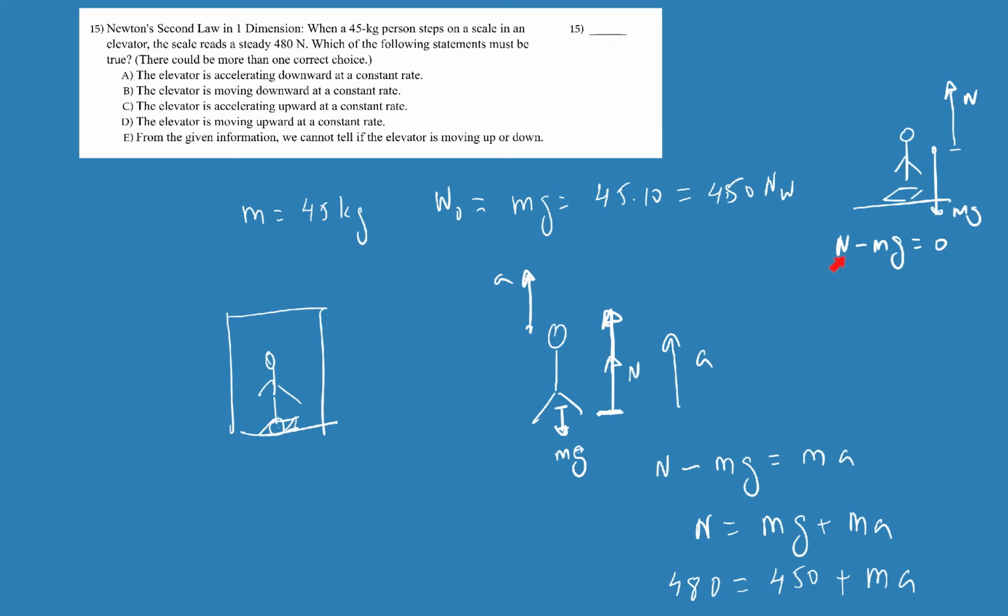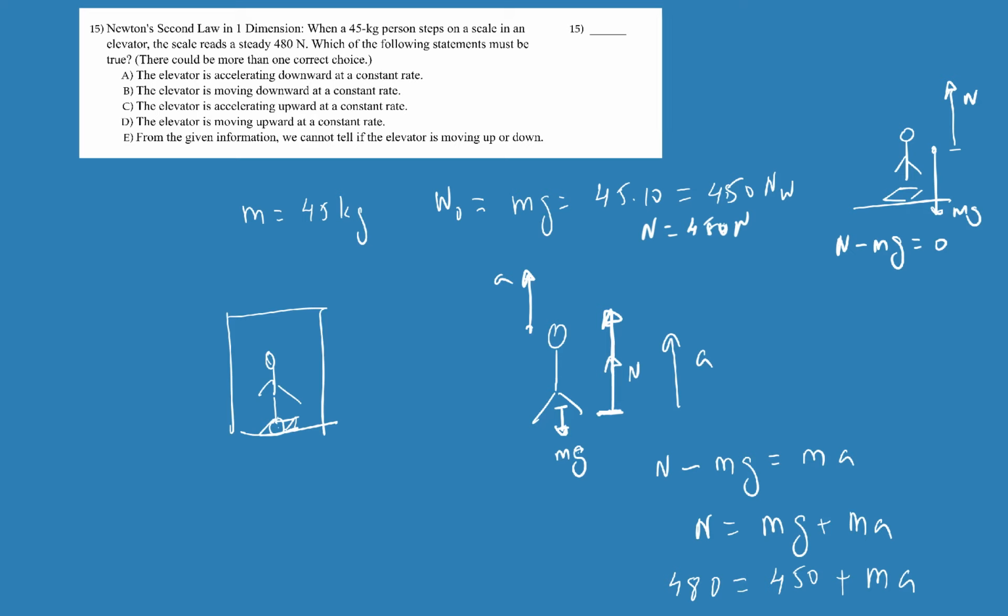That will say that in a normal condition, the normal force will be equal to the weight, mg. So the weight is mg, and the normal force will also be 450. In this case, there is no problem. The weight equals the normal force. Now the problem says that the scale reads 480 newtons.